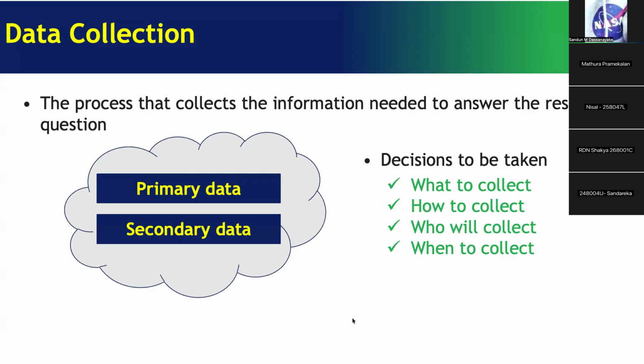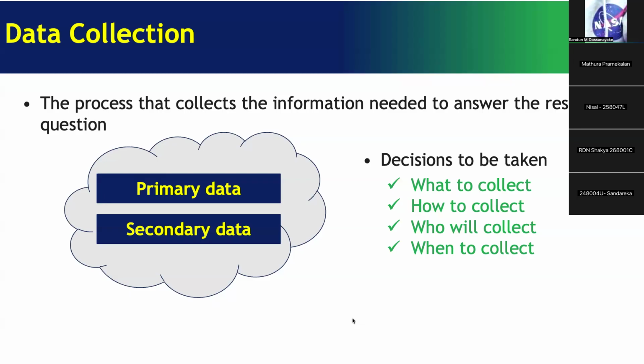You will be talking to their parents, right? So how to collect the data from them is also something that you have to understand. So what to collect, how to collect, that's an example. And who will collect it? Because as I said early on in the snowball sampling case, it's very difficult for us to go and collect data from certain groups. So who will collect it? And when to collect it?